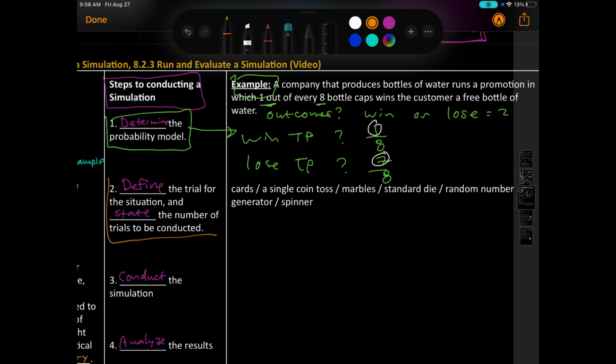Let's go ahead now and define the trial for this situation and state the number of trials to be conducted. So what can we use here? There are 6 available probability tools: cards, tossing a single coin, marbles, standard die, random number generator, and a spinner. Can I not count?